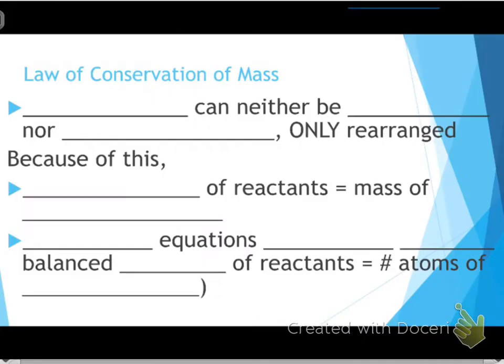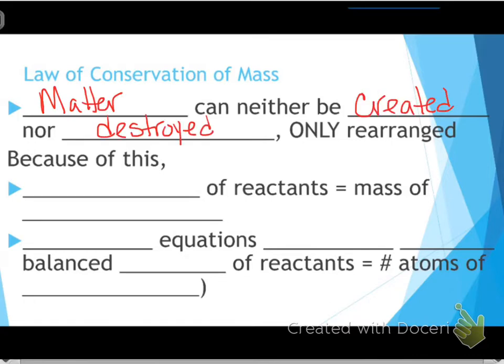The law of conservation of mass states that matter can neither be created nor destroyed. It can only be rearranged. So when we have a certain amount of molecules or compounds, we can rearrange them, but we can't create them or destroy them. So the mass of the reactants is equal to the mass of the products. We've talked about the reactants and the products. The reactants are on the left-hand side of the equation, and the products are on the right-hand side of the equation. The reactants are what you're mixing together to make your product.